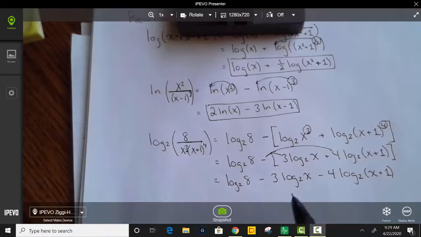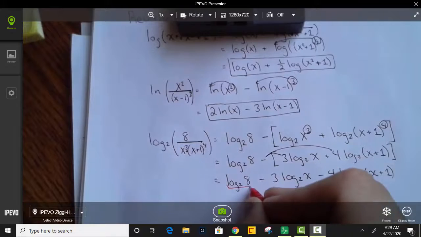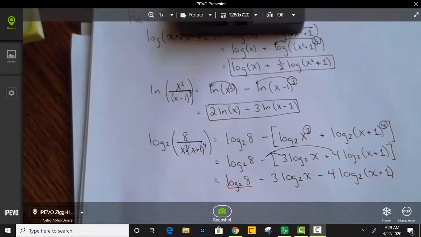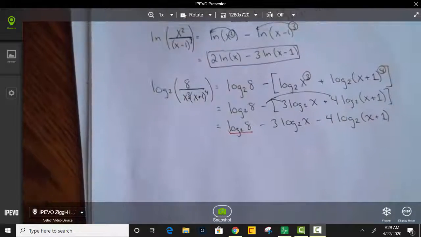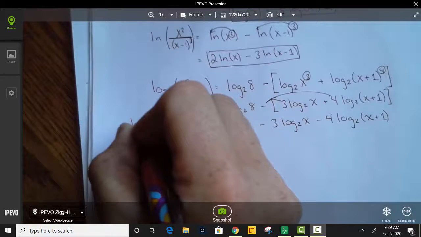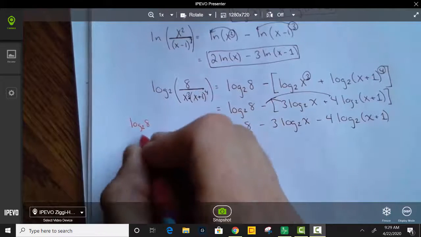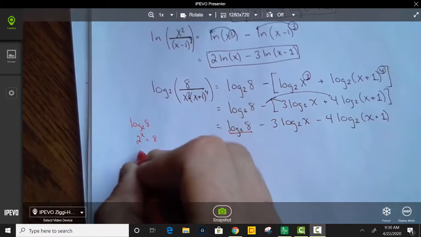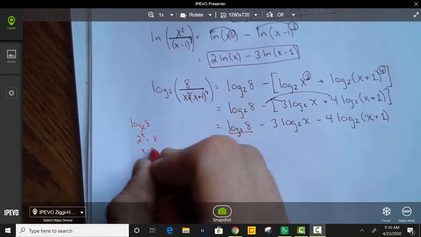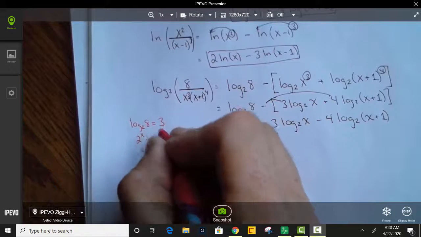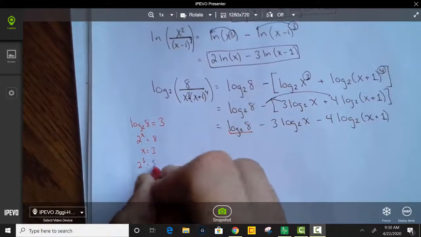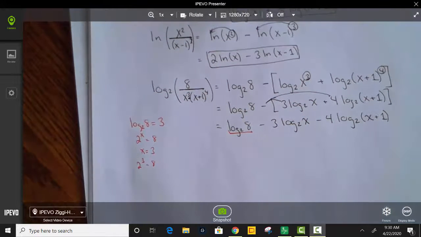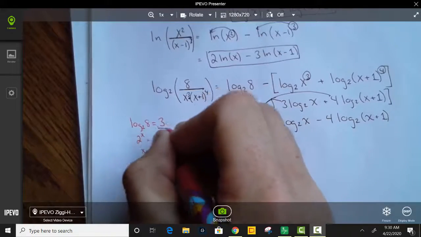Now, the last thing that happens on this one that doesn't on the other ones is this right here, log base 2 of 8. And we'll come over here to the side. Log base 2 of 8. This means what power of 2 gives us 8? Well, the power is 3. 2 to the third equals 8. So log base 2 of 8 equals 3.